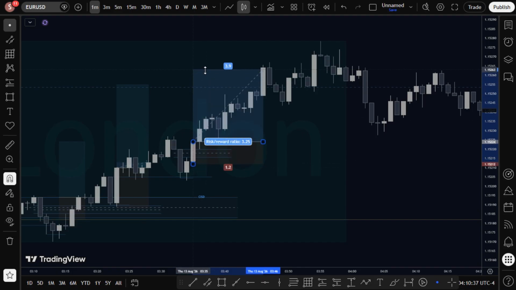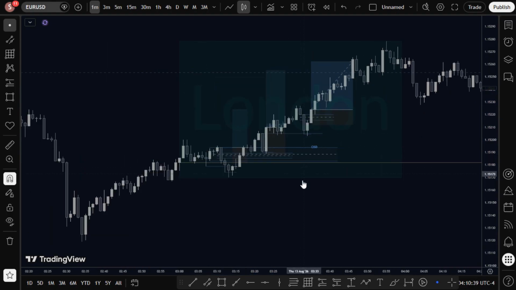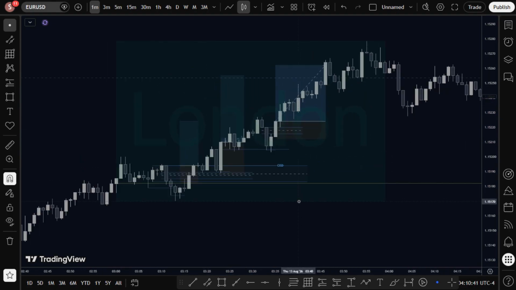Target 1 to 2, 1 to 3. That's okay. So before you take any trade, ensure you set a rule-based system for yourself. Give yourself conditions that price must meet before you take your trades.